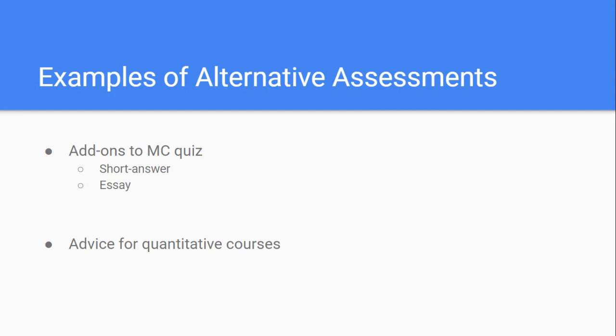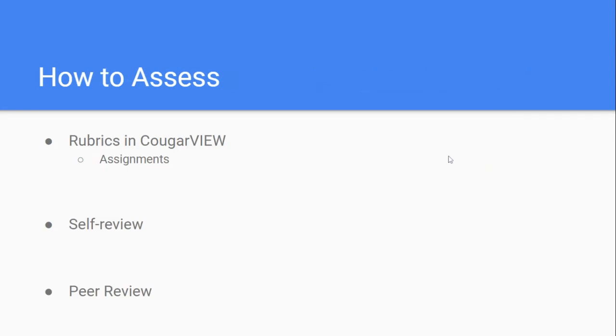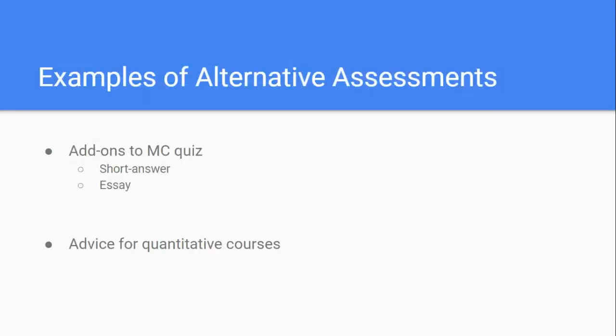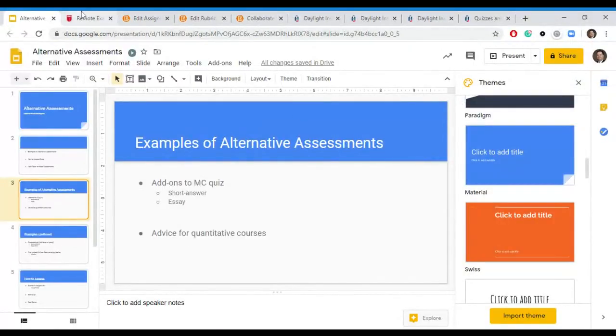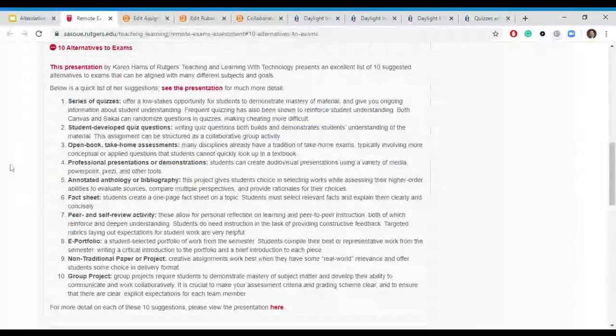I wanted to bring up something, and this is a resource from Rutgers. Rutgers University has a website that has information on alternative assessments, and I'm going to bring that up here. Please let me know if you can see this now.